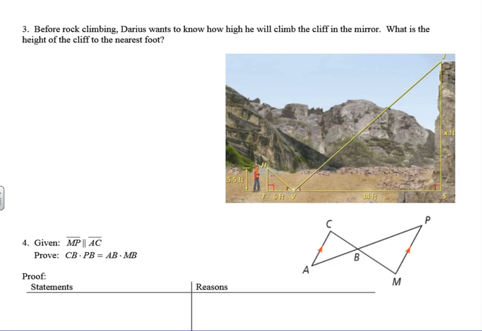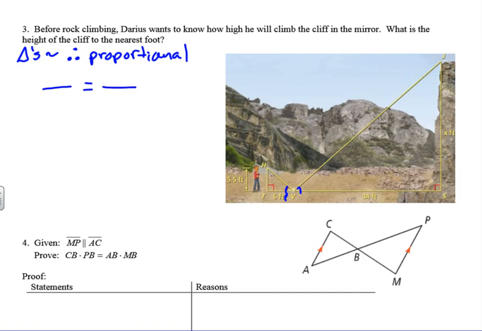Okay, so we're going to turn to our next page now, and we've got an example and some proofs. A little hard to look at, but before rock climbing, Darius wants to know how high he will climb the cliff in the mirror. What is the height of the cliff to the nearest foot? If you see in the picture here, there is an angle here and an angle here, and they're congruent, and of course they're both perpendicular. The property we're using here is that the triangles are similar, therefore proportional.